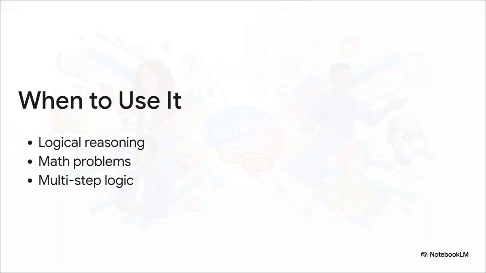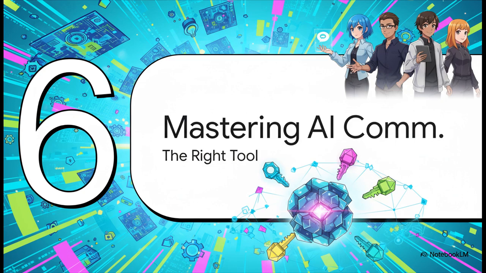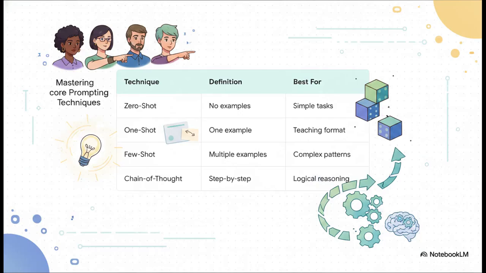This technique is a sheer necessity when the stakes are high. You've got to use chain of thought for logical reasoning tasks, complex math problems, and honestly, any multi-step decision-making. The takeaway? If the task requires actual thinking, tell the AI how to think. Explicitly tell it to think step by step. And that brings us to Section 6, Mastering AI Communication.